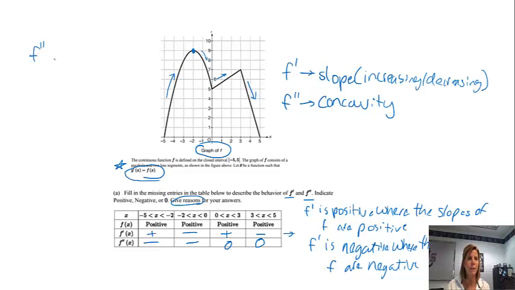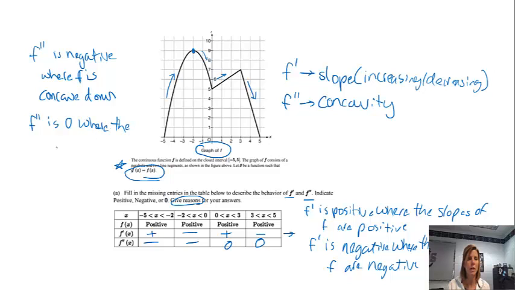It does say again to give reasons for my answers. So I'm going to come up here. F double prime is negative where f is concave down, and f double prime is 0 where there is no concavity, or there is a straight line, because there's no curving going on there. Okay, so that's part A.